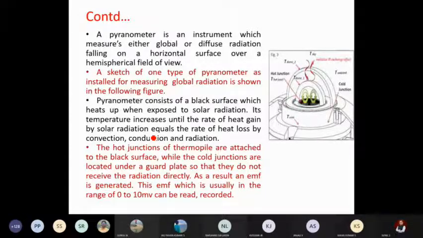Construction and working: construction, 2 to 3 points you can mention, and working, 2 to 3 points. In working, you just have to mention the thermopile and how it is used. The temperature difference will be converted to EMF. Through the EMF, you can calculate the solar radiation falling.